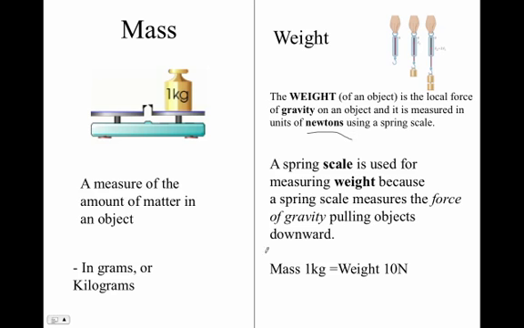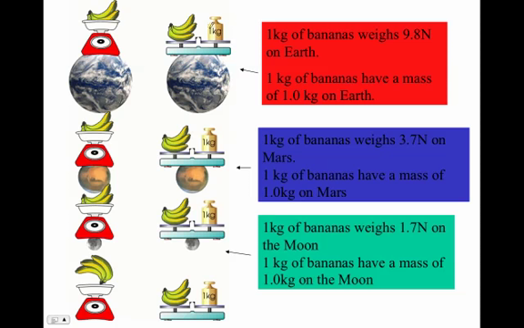And on Earth, because that's what determines the pull of gravity, the size of the Earth, mathematically, 1 kilogram is always equal to 10 newtons of weight. So if we had 2 kilograms of mass of a substance, that would be 20 newtons. So we can mathematically always find the weight if we know the mass. The other thing you need to know about mass and weight is mass never changes.